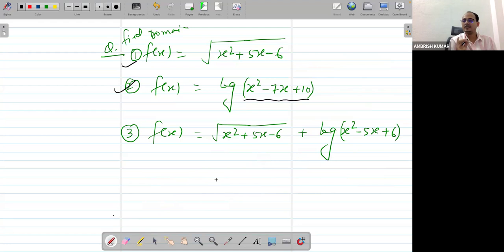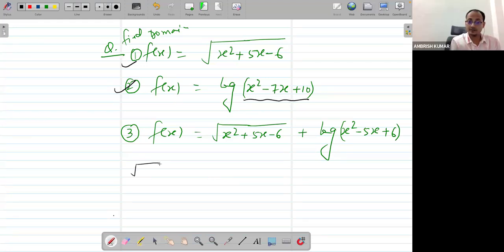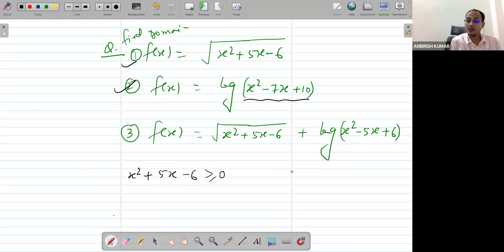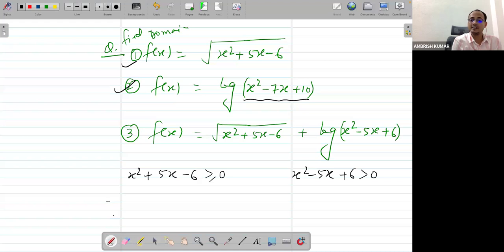what I told you, like we are having two things here: a square root as well as log. For a square root to be defined, the thing inside the square root is your x square plus 5x minus 6 greater than or equal to 0. And for log to be defined, the argument of the log has to be greater than 0. Now individually you solve these two inequalities.